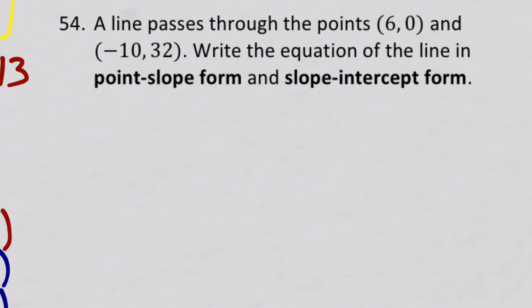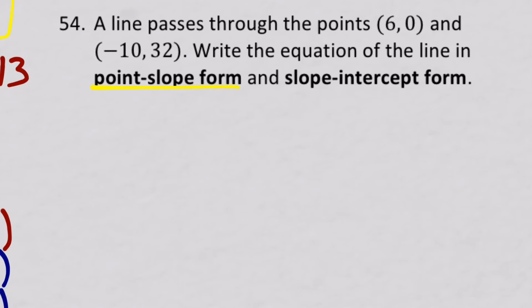Okay, here we go. 54. A line passes through the points 6, 0, and negative 10, 32. Write the equation of the line in point slope form and slope intercept form. So they want both, okay? We are going to start with point slope form. We'll do that one first.